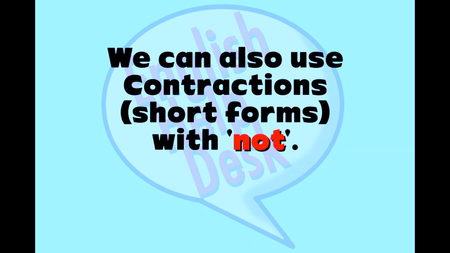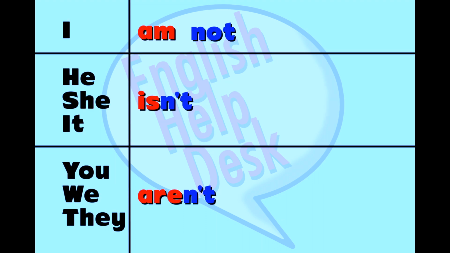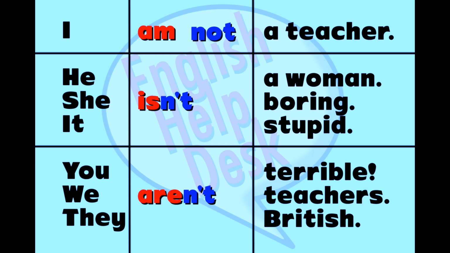We can also use contractions, short forms, with not. I am not. He isn't. She isn't. It isn't. You aren't. We aren't. They aren't. I am not a teacher. He isn't a woman. She isn't boring. It isn't stupid. You aren't terrible.